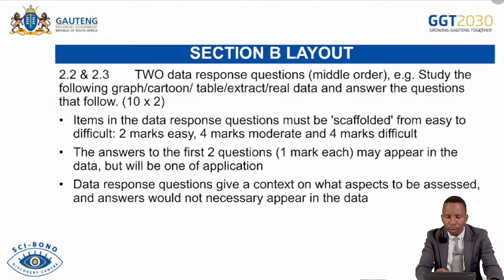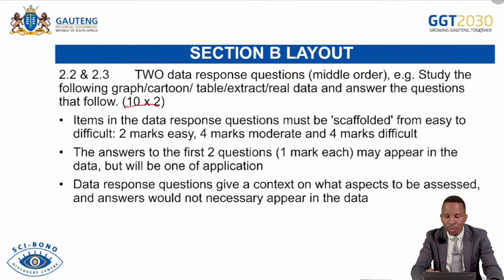So in here, we have the data response question, which is a middle order, e.g., study the following graph, cartoon, table, extract, real data, and answer the questions that follow. Each of them is 10 marks. The whole data response question will be about 10 marks. So if you are counting the different questions, since we are answering only 2 questions in this section B, it will be out of the 20 marks.